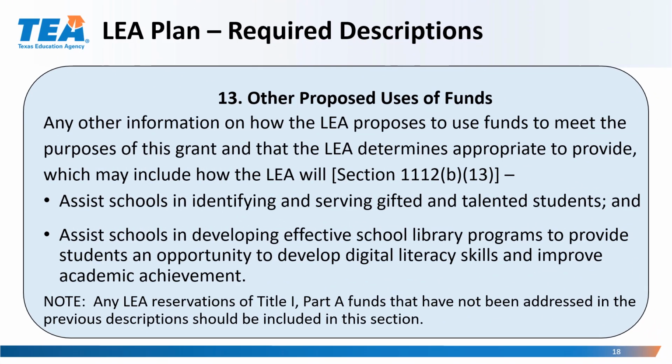And finally, the LEA plan must describe any other information on how the LEA proposes to use funds to meet the purposes of Title I Part A, and that the LEA determines appropriate to provide, which may include how the LEA will assist schools in identifying and serving gifted and talented students, and assist schools in developing effective school library programs to provide students an opportunity to develop digital literacy skills and improve academic achievement. Please note that any LEA reservations of Title I Part A funds that have not been addressed in the previous descriptions should be included in this section.